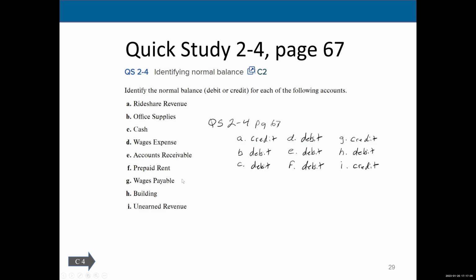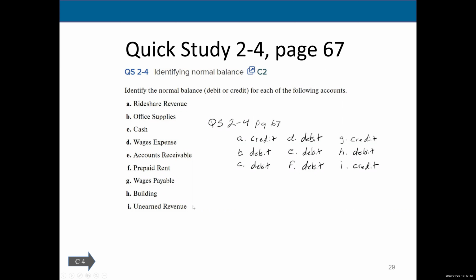G, wages payable. When you hear the word payable, you know that's a liability. Well, is liability part of AID? No. So you must increase it with the credit. So G, credit. Building. Well, we own the building, so you know that building is an asset. And assets are part of AID, so you're going to debit building to increase it. So H, debit.